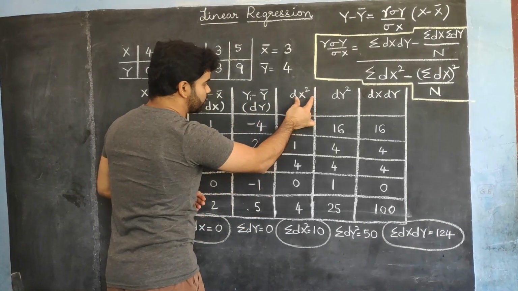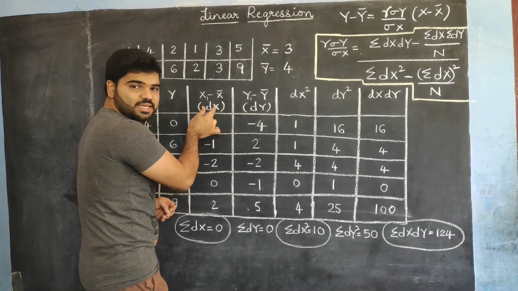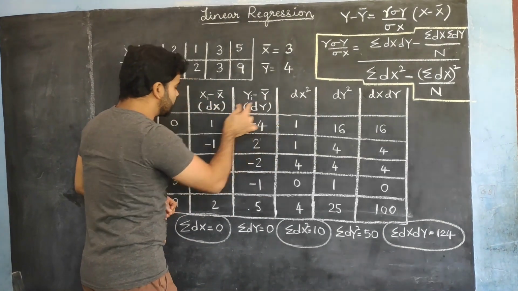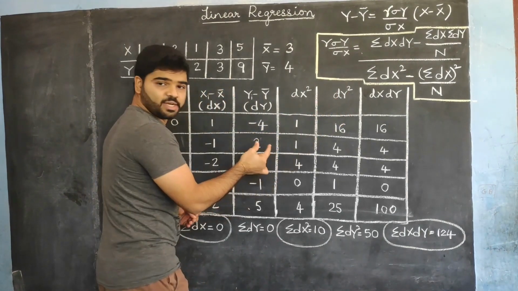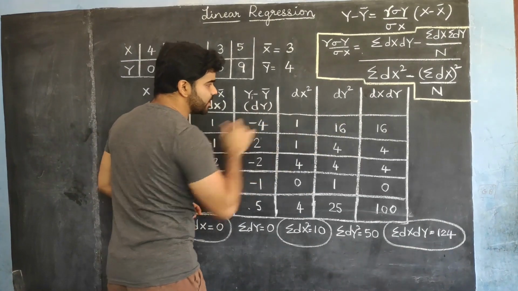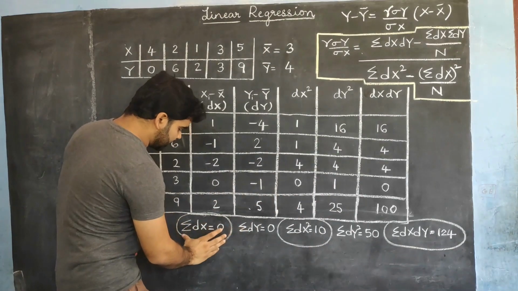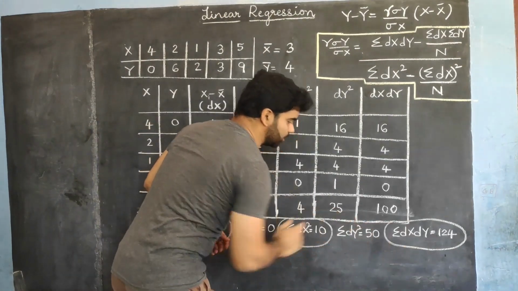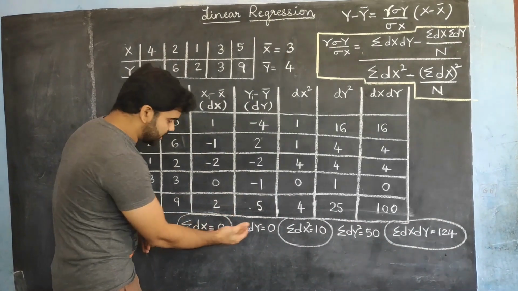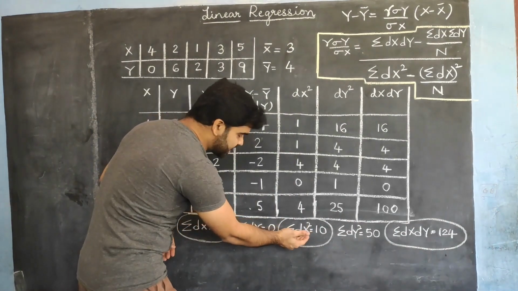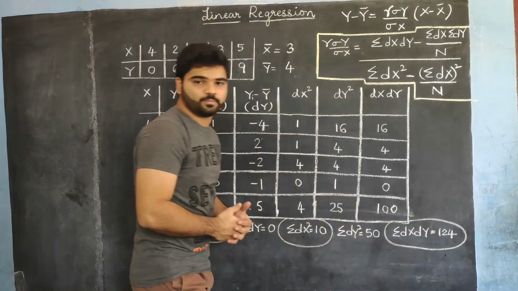Now xi minus x bar is represented as dx. dx square means the square of this number, and similarly dy square is also the square of this number. At the end of this table, we are going to compute the summation of all these columns, where you will get the values of sigma dx, sigma dy, sigma dx square, sigma dy square, and sigma dx dy.